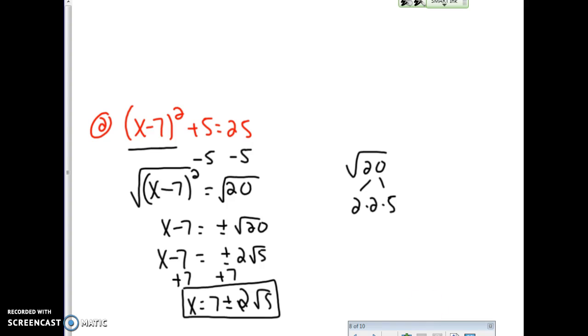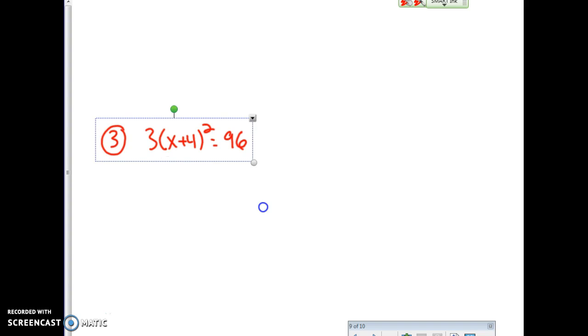Now let's look at another one. So in this case, guys, we're trying to get x plus 4 squared by itself. So I'm going to divide both sides by 3. So I have x plus 4 squared equals 96 divided by 3, which is 32.